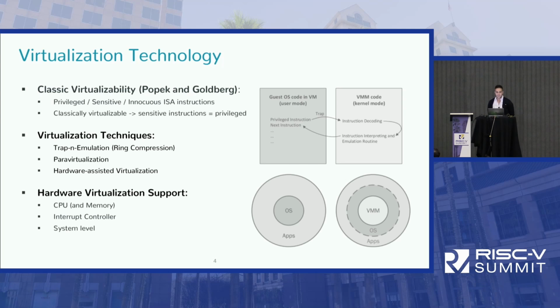The point here is that a specific computing architecture is classically virtualizable if the sensitive instructions are all privileged instructions. This is quite important for one of the first established virtualization techniques, which is trap and emulation, that basically leverages ring compression. You have here on the right, on the bottom, typically processors with, for example, two privileged modes: the kernel mode where you run your operating system, and then the user mode where you run your application.